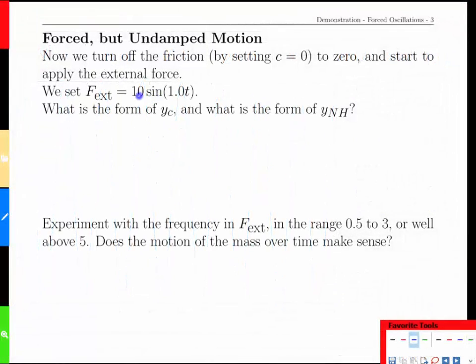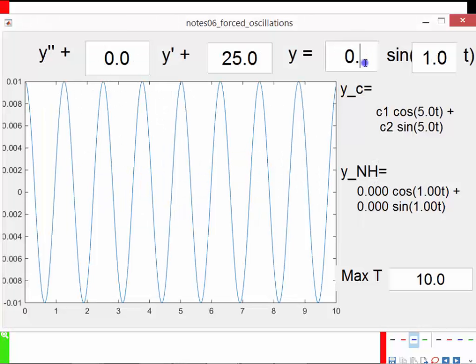We're now going to set up an external force, which has a frequency of 1 radian per second and an amplitude or force strength of 10 on it. What that means is we're going to imagine this mass and we're going to start pushing on it. But if you notice the frequency here, this is a fairly high frequency, so these oscillations are happening fairly quickly.